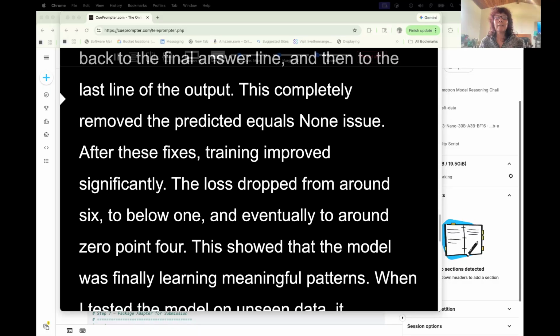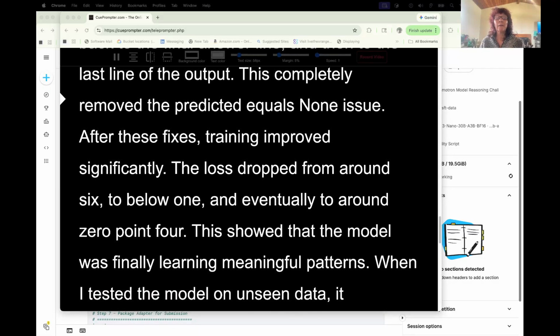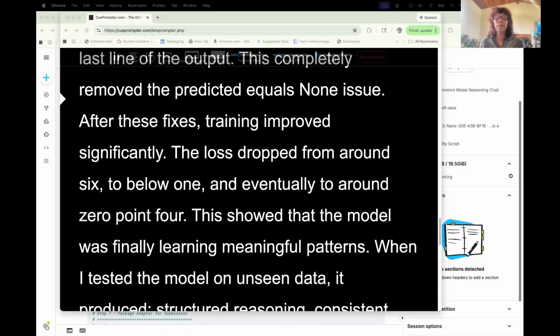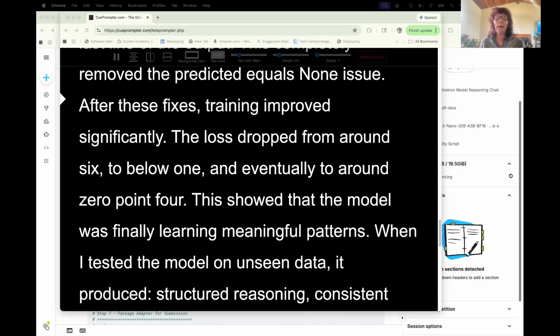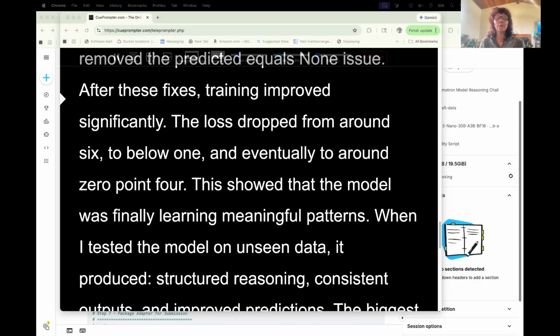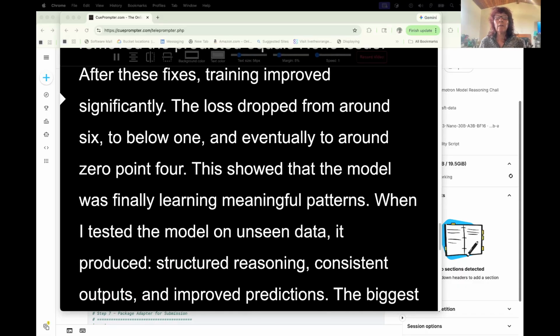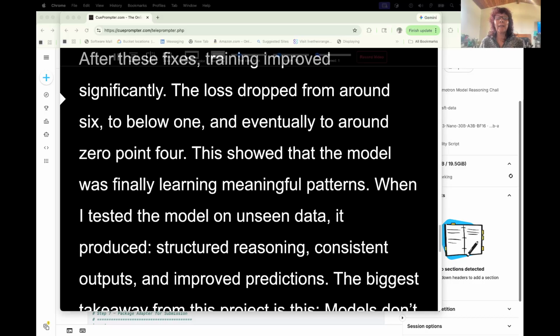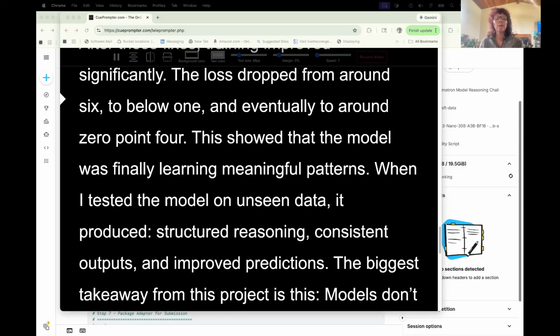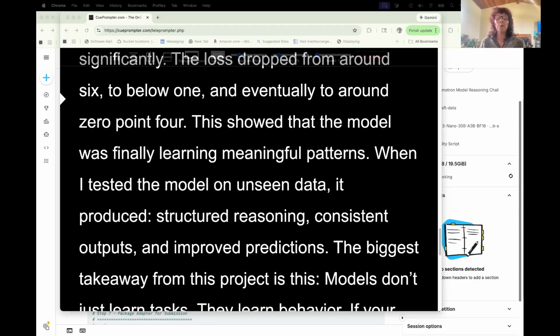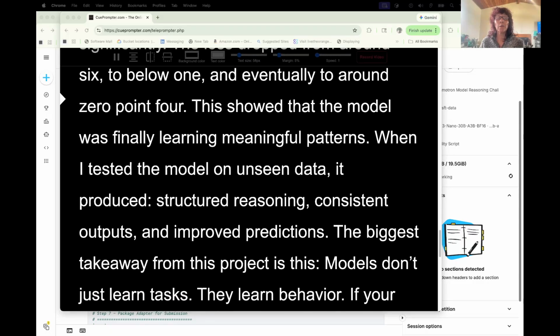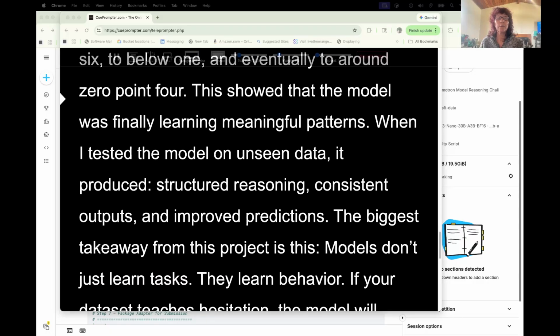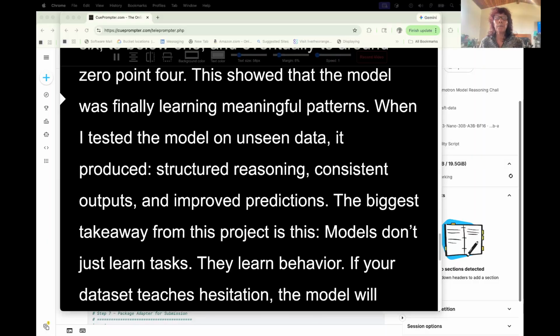After these fixes, training improved significantly. The loss dropped from around 6 to below 1 and eventually to around 0.4. This showed that the model was finally learning meaningful patterns. When I tested the model on unseen data, it produced structured, reasoning-consistent outputs and improved predictions.